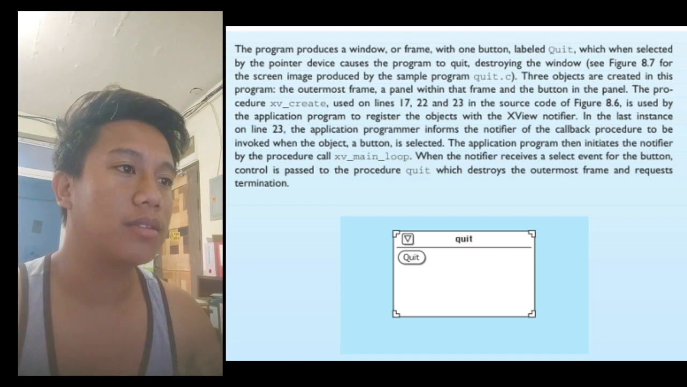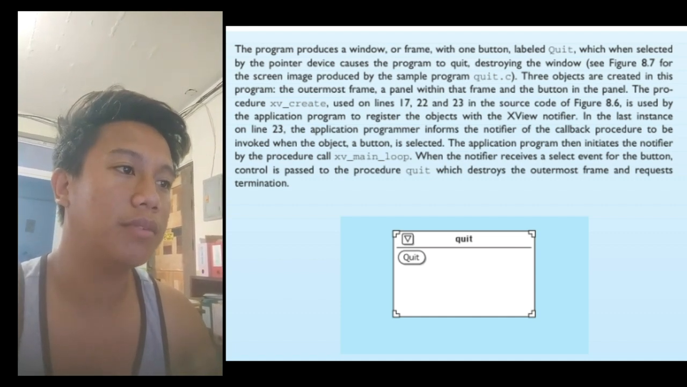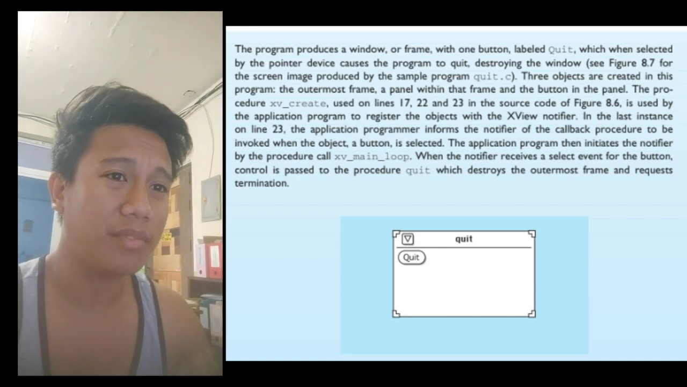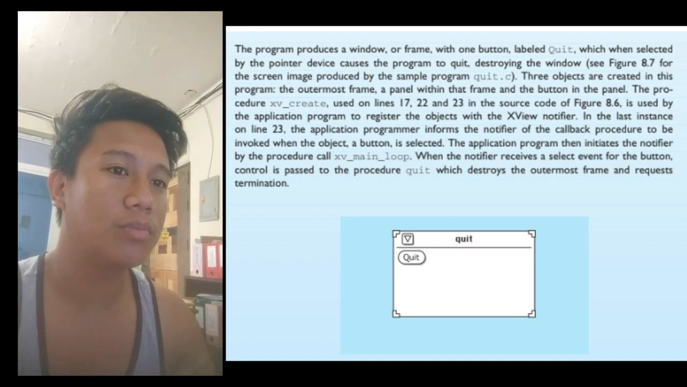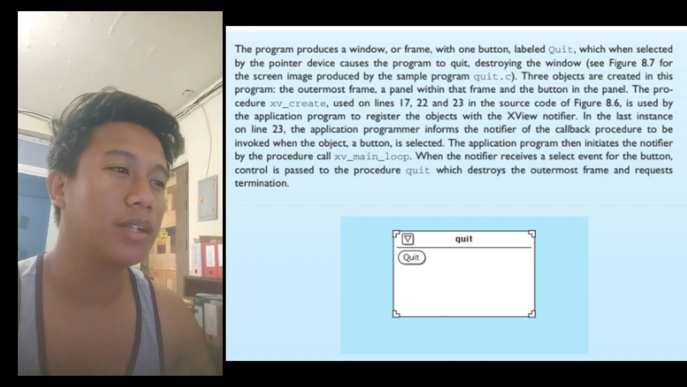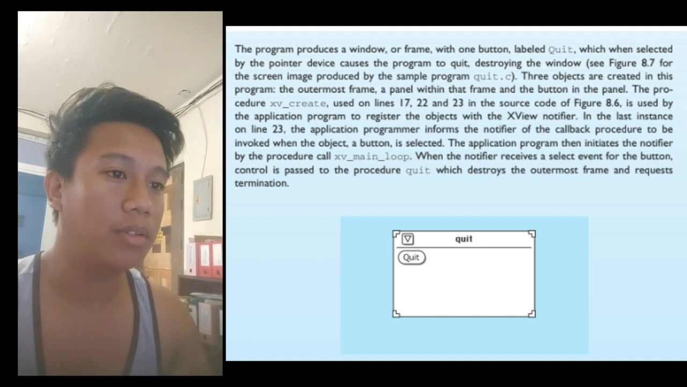Three objects are created in this program: the outermost frame, a panel within that frame, and the button in the panel. The procedure xv_create, used on lines 17, 22, and 23 in the source code of Figure 8.6, is used by the application program to register the objects with the XView notifier. In the last instance, on line 23, the application programmer informs the notifier of the callback procedure to be invoked when the object, a button, is selected.